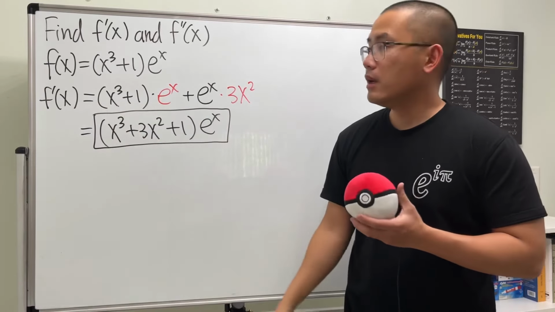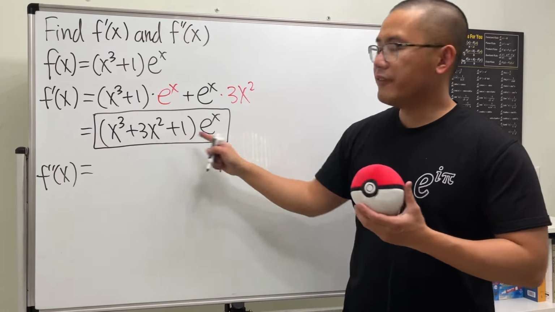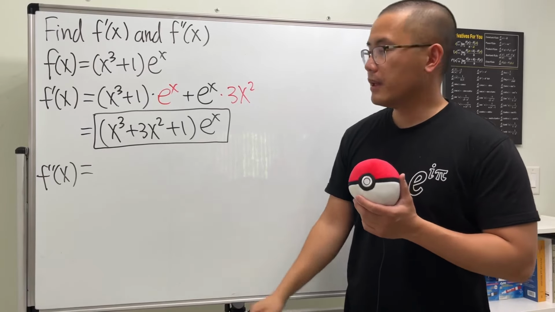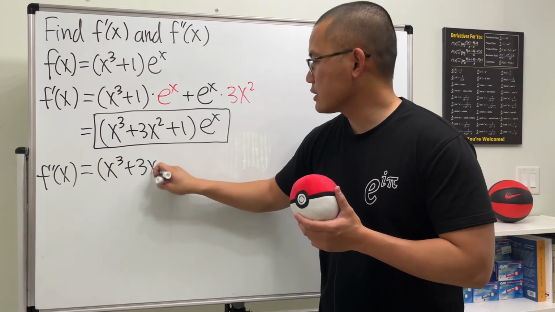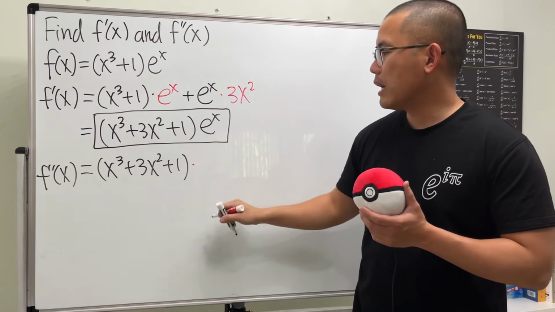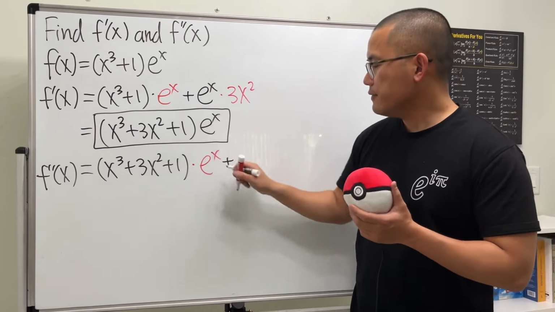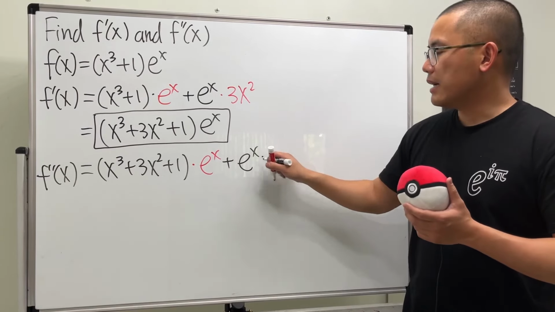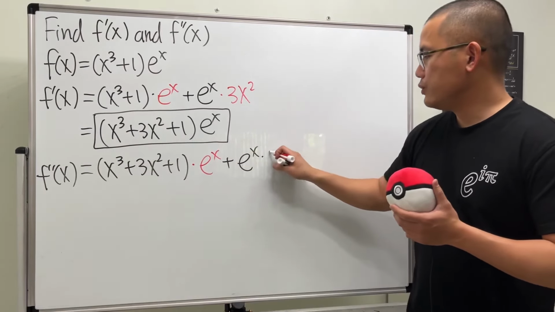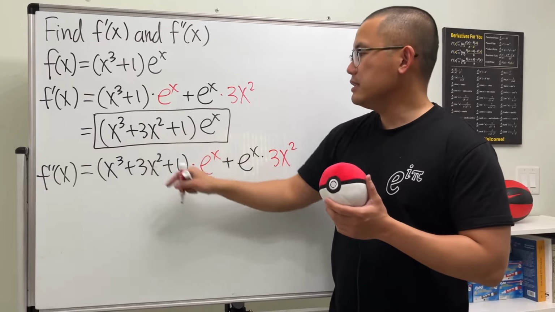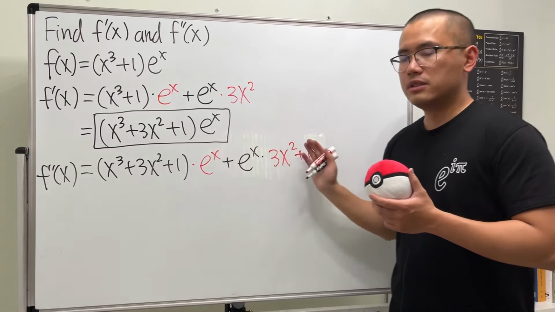Now we're done for that. Now for the second derivative, notation is f double prime. And you see, if we have this form, then we can pretty much do the same thing. Keep the first function, x to the third power plus 3x squared plus 1, and we are going to multiply by the derivative of the second, which will give us e to the x. And we add the second function, which is e to the x, times the derivative of the first. Derivative of x to the third power is 3x squared, and the derivative of this is plus 6x to the first power, and the derivative of 1 is 0.